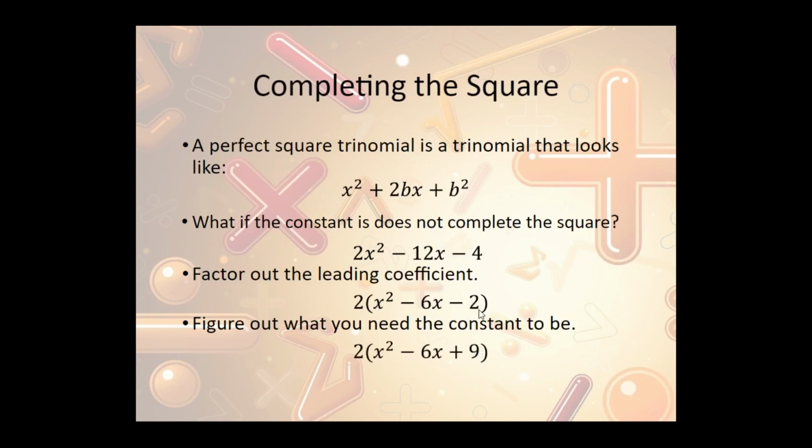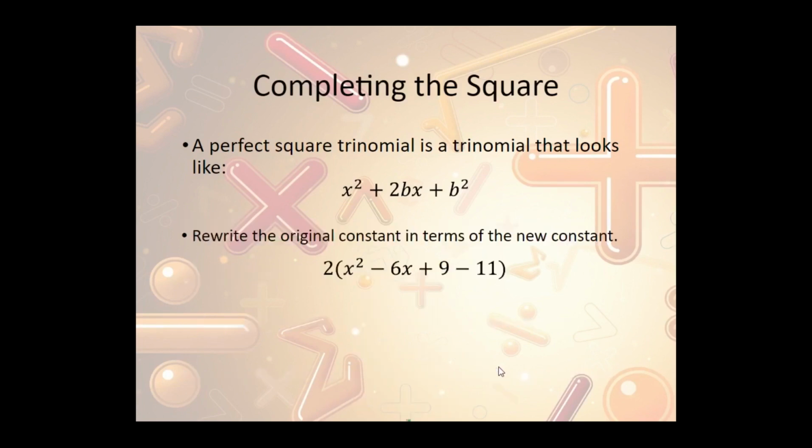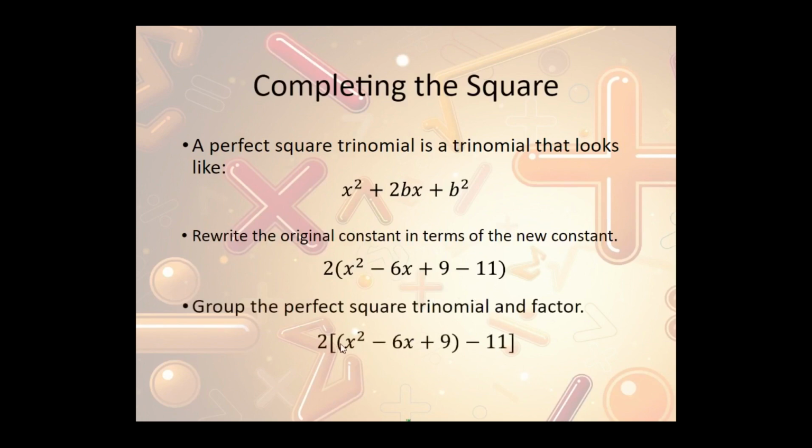But instead we have negative 2. So we need to rewrite this. How do we get from 9 to negative 2? Well, we subtract 11. So now we have 2 times (x squared minus 6x plus 9 minus 11). Now we rewrite it as a perfect square trinomial. So we get x squared minus 6x plus 9, and that becomes (x minus 3) squared. And then we take this part and we just need to distribute the 2 back to it. So 2 times negative 11 is negative 22. So we get 2(x minus 3) squared minus 22.